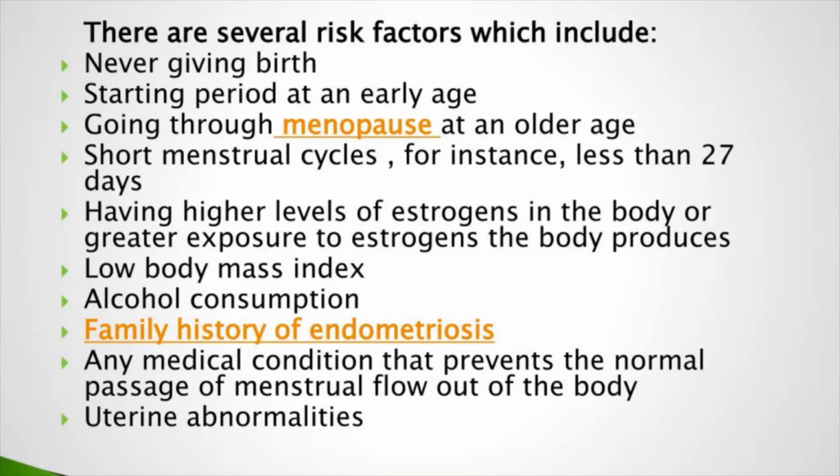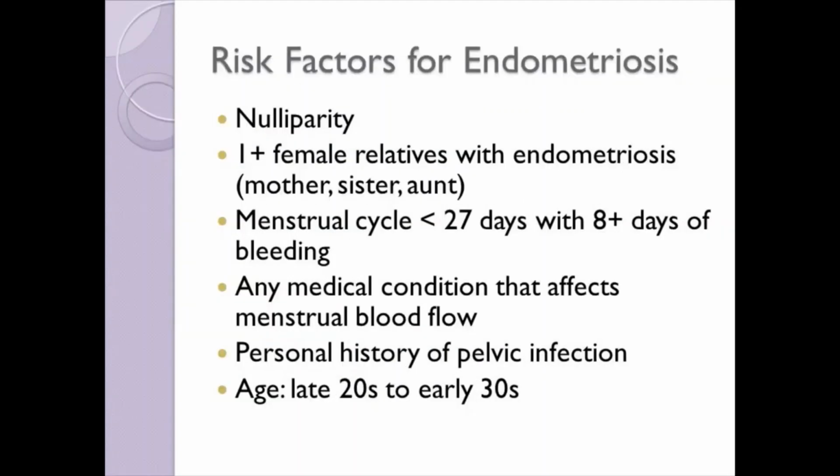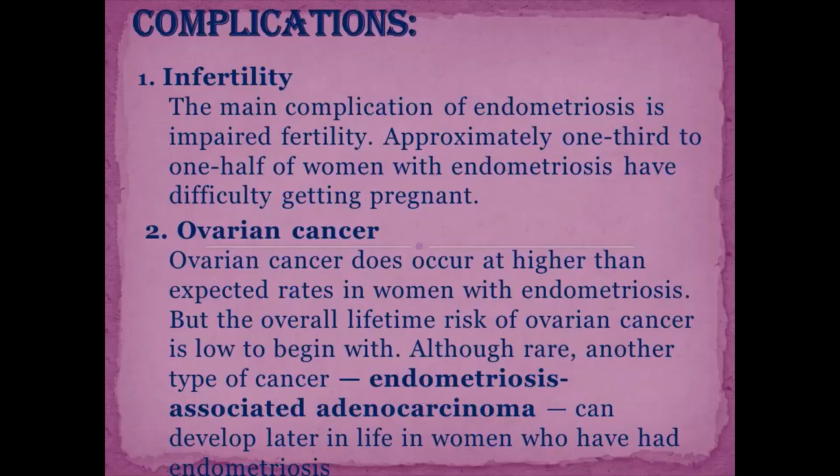So these are the risk factors. Endometriosis usually develops several years after the onset of menstruation, which is known as menarche. Signs and symptoms of endometriosis may temporarily improve with pregnancy and may go away completely with menopause unless you are taking estrogen. Now let me tell you the complications.